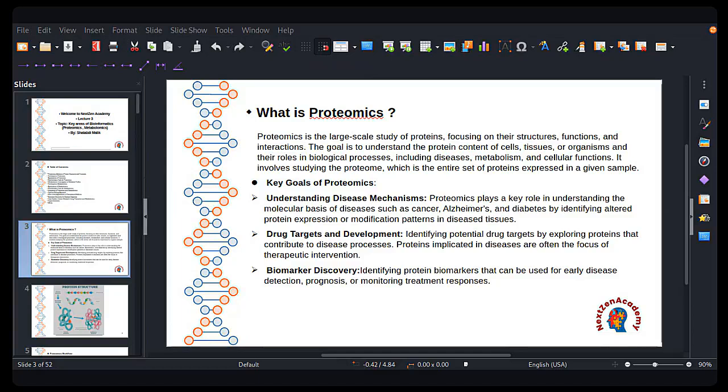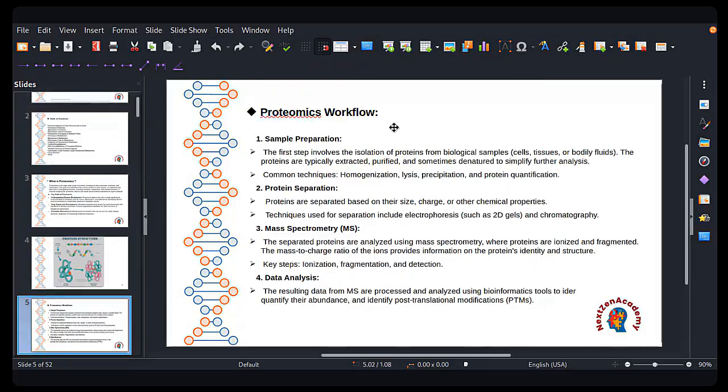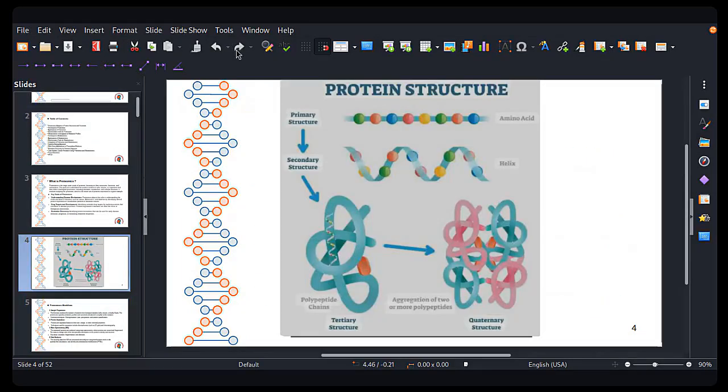Then the proteomics workflow. During genomics, sample preparation was there. We extracted the DNA from the whole sample, from the cell after cell lysis. In the same way, I think my slide is on what is protein. Okay, let me change the slide first. I was showing this and my slide was not changing. Okay, now. So these are the different protein structures.